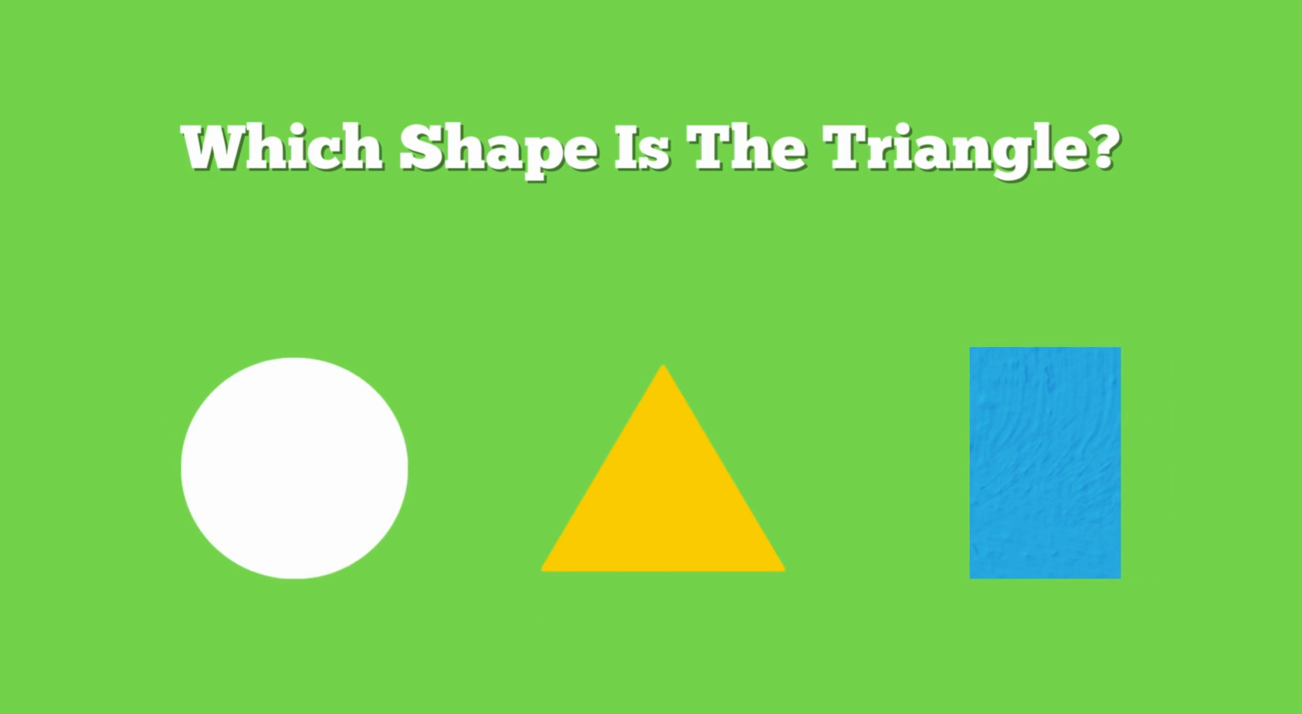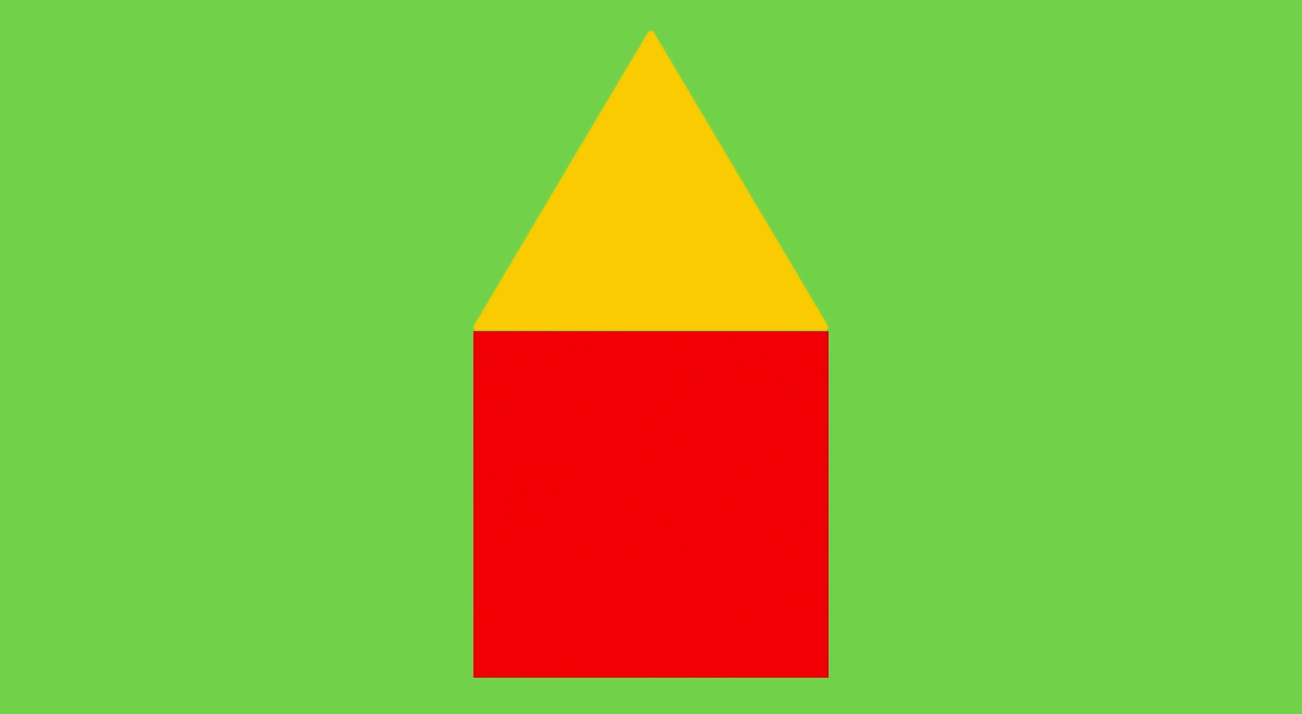Which shape is the triangle? Can you help me find the triangle? It has 3 sides, just like a slice of pizza. Can you spot it? Great job! Now let's place the triangle on the top of the square. That makes our roof. Wow, our house is taking shape.